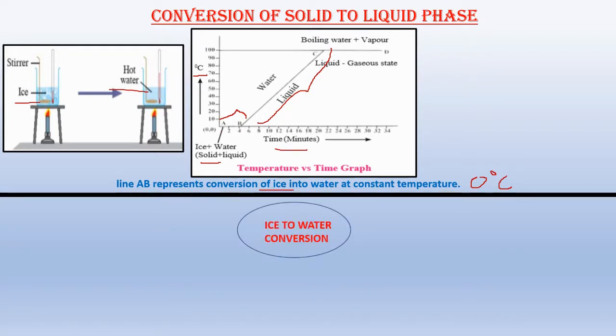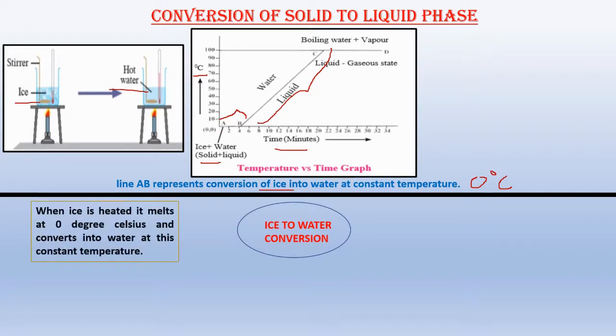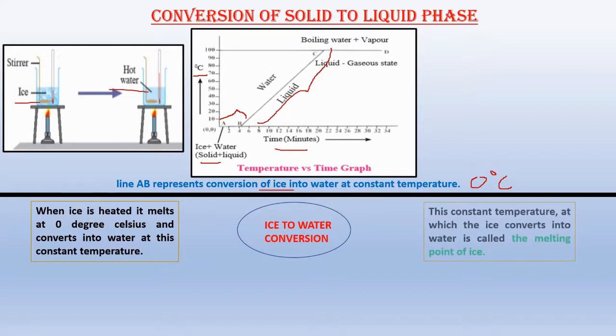How does this go? Ice is converted to water. When ice is heated, it melts. Naturally, when ice is being heated, it will melt at a constant 0 degrees centigrade and convert into water at this constant temperature. This constant temperature at which the ice converts into water is called the melting point of ice.